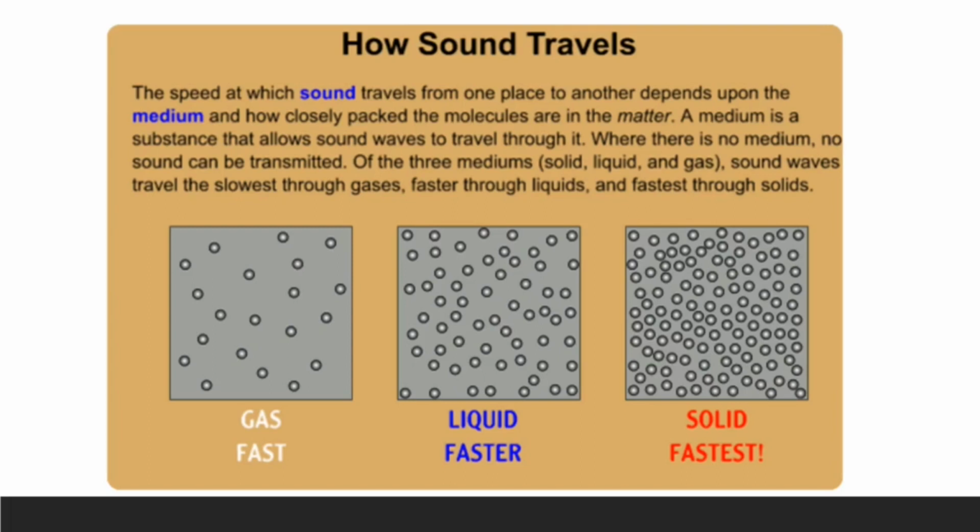So if you were at a swimming pool and somebody had a starting gun, and you were lying on your side with your left or right ear in the water and your other ear not in the water, your left ear would be in a liquid and your right ear would be in a gas, or vice versa. It doesn't matter which one. But as soon as the starting gun is fired, the ear that you have in the water will hear it first.